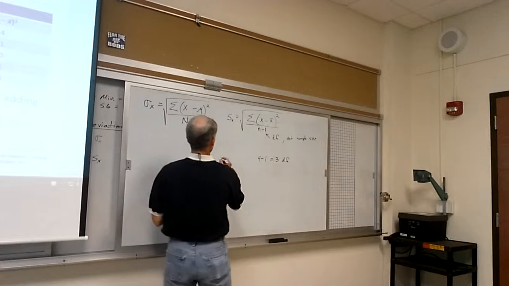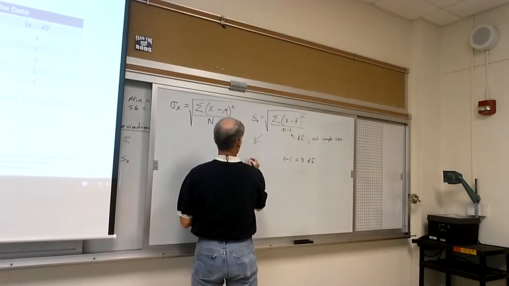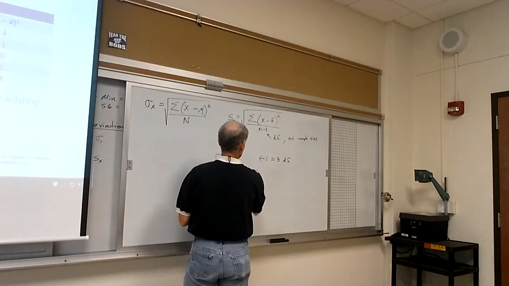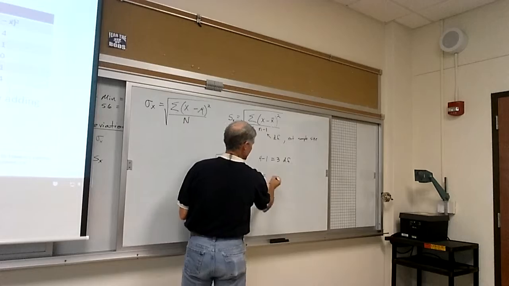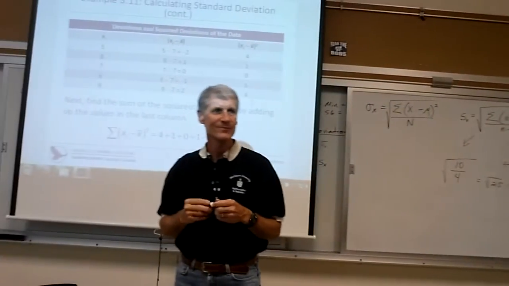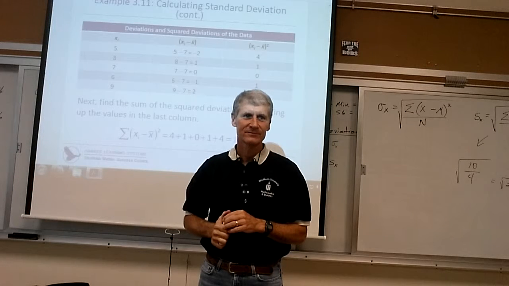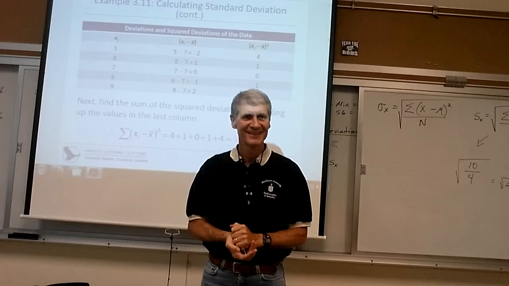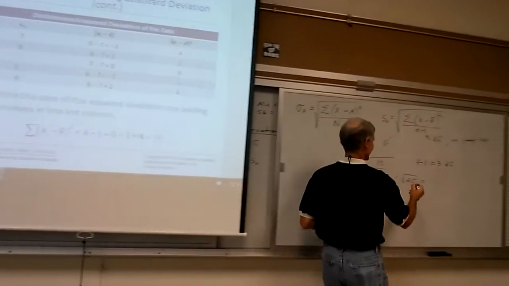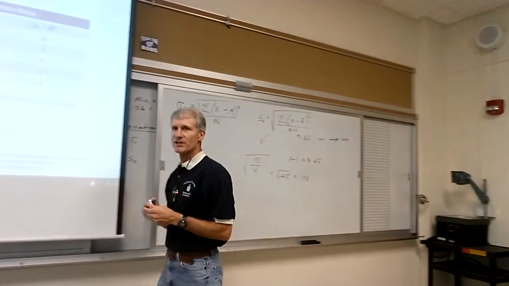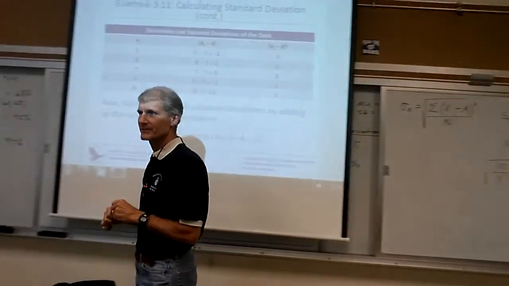So I've got, under my square root here, 10 over 4. 10 divided by 4 is 2.5. So I need the square root of 2.5. Do that on your calculator. I can't do that in my head. 1.58. Actually, I can do it in my head. I just don't want to show off. 1.58. Okay? 1.58. And that's rounding to 2 decimal places.